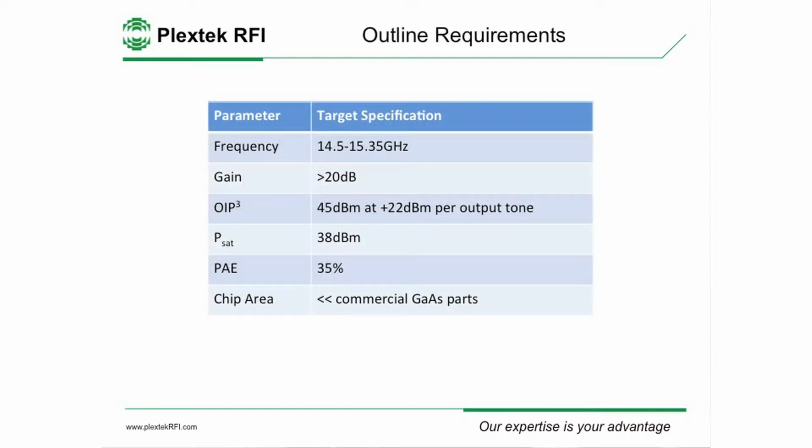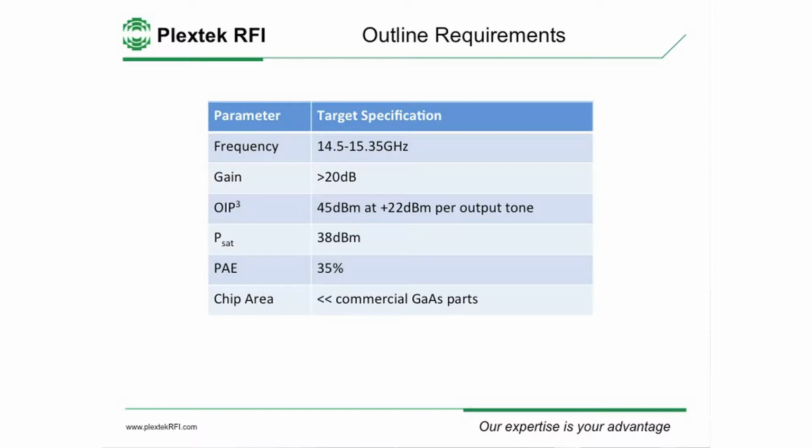So this was the initial target specification of our PA. The frequency range of 14.5 to 15.35 GHz, and this is the so-called 15 gigahertz point-to-point band. A gain of something greater than 20 dB. It's going to be a packaged IC, and a gain of 20 to 25 dB at microwave frequencies is a sensible level for a packaged IC. Output IP3, we were aiming for 45 dBm at 22 dBm of output power.